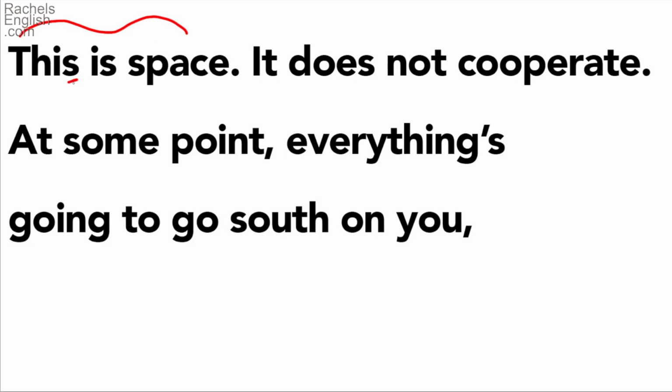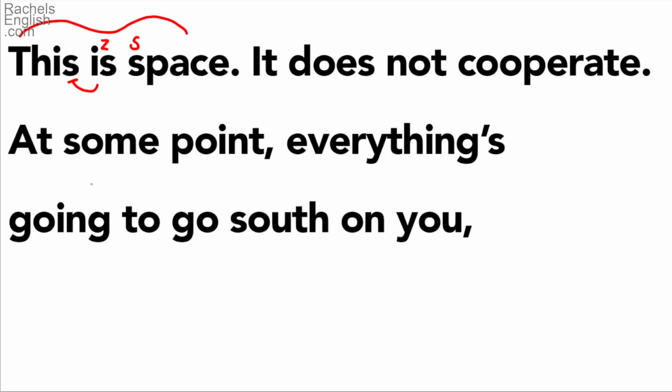We have an ending S. This is. It links right into the next vowel. Then we have a Z sound in is and an S sound in space. What happens? Can you hear it? This is space. It's subtle, but what I would say is you don't need to try to make the Z sound. I think you can just make the S.